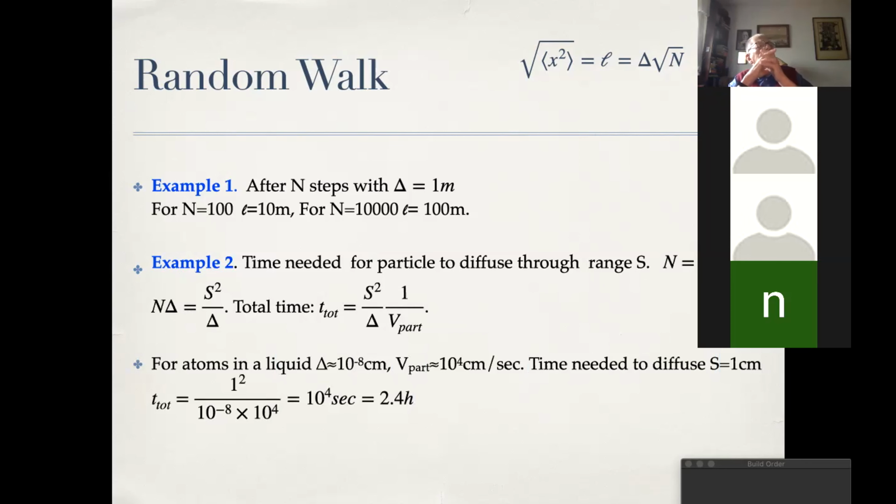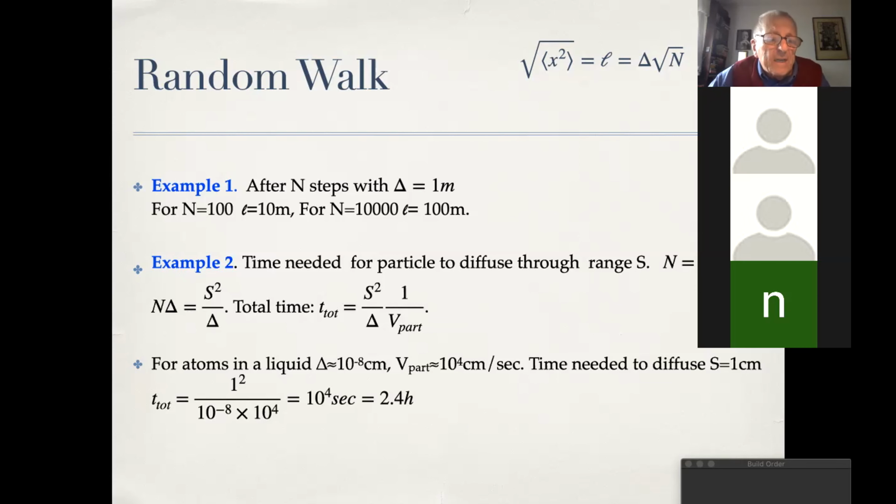So let's see what numbers tell. For the atoms in a liquid, the average delta, the step for a particle, how much it moves, is about 10 to the minus 8 of a centimeter. And the particle velocity in the liquid is of the order of 10,000 centimeters per second. So the time to diffuse over a range of S equal to 1 centimeter in a liquid comes out to be of the order of 2.4 hours. And that's, of course, the difference between the gas and the liquid.